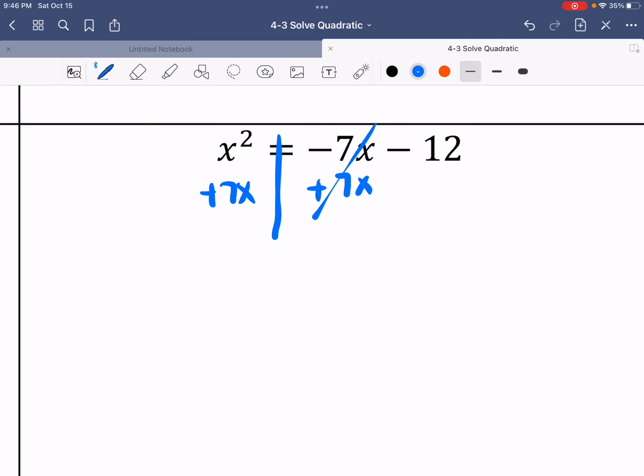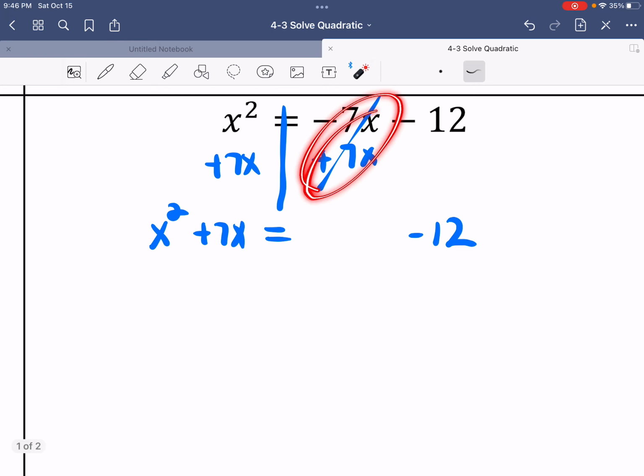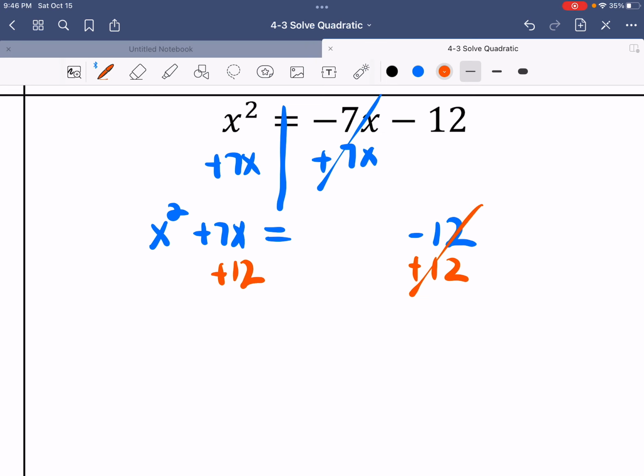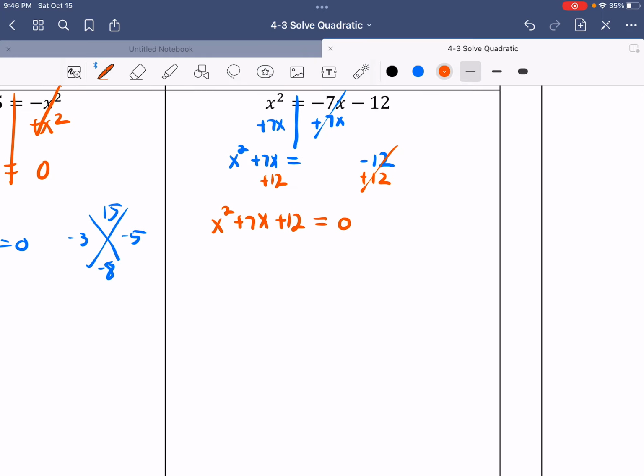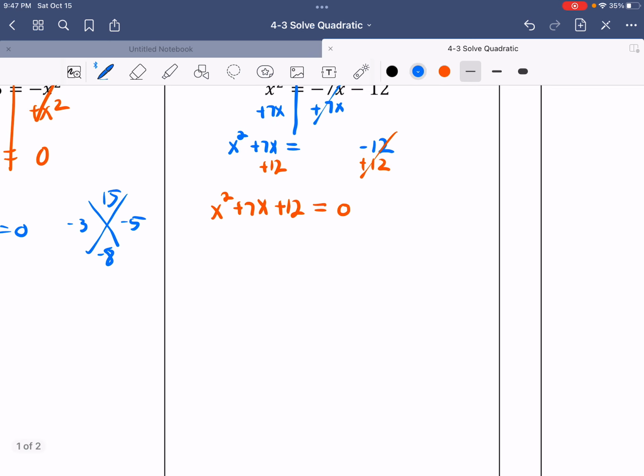That will disappear. So this one will become x squared plus 7x equals negative 12, right? Because these two disappeared. And simple, plus 12 on both sides. That will disappear. You'll get x squared plus 7x plus 12 equal to 0. Okay? Now factor this one by yourself, it's up to you now.